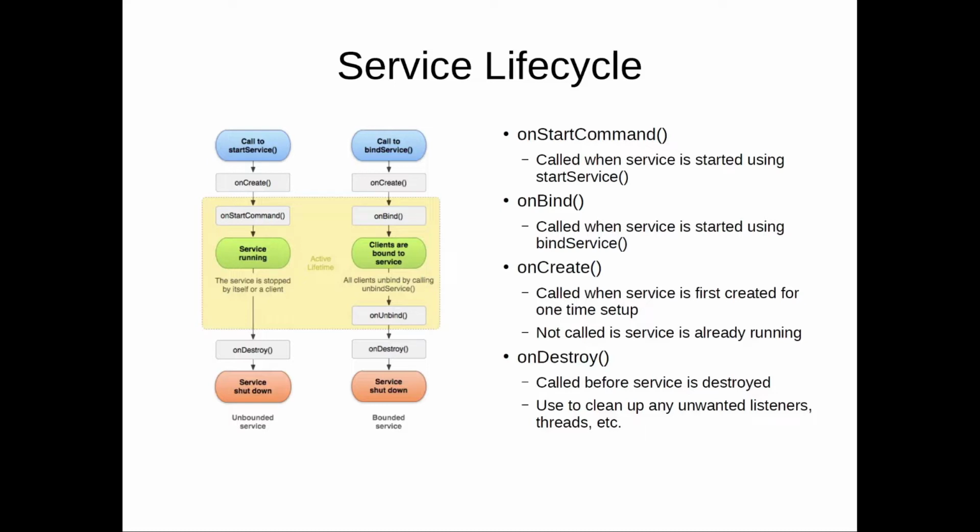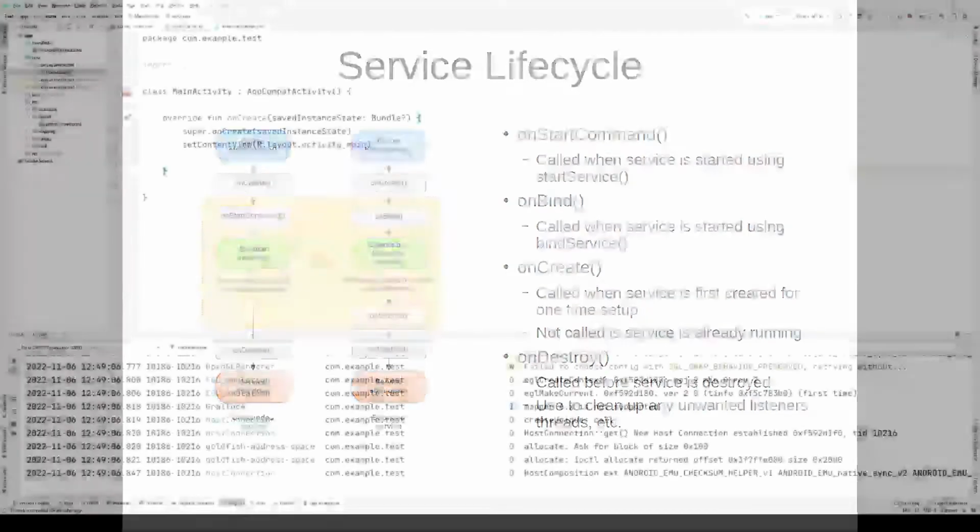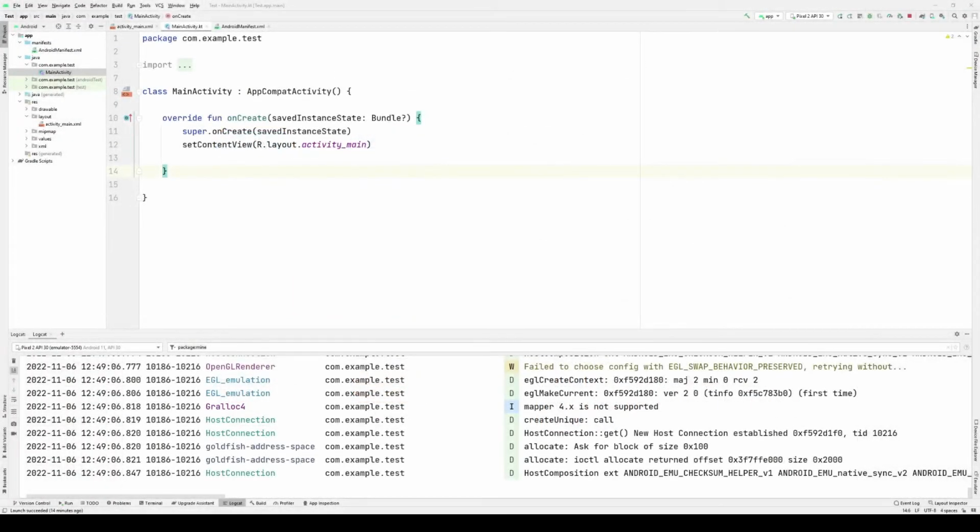If a service is being bound to, then onBind will be invoked for every client that binds to the service. When all clients unbind, then onUnbind will be called, followed by onDestroy, and then the service is shut down. So let's look at an example of using a service.